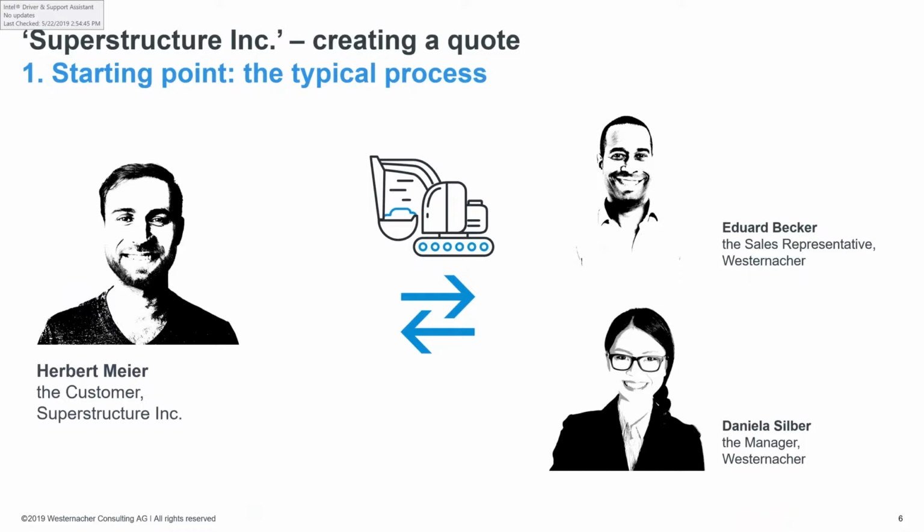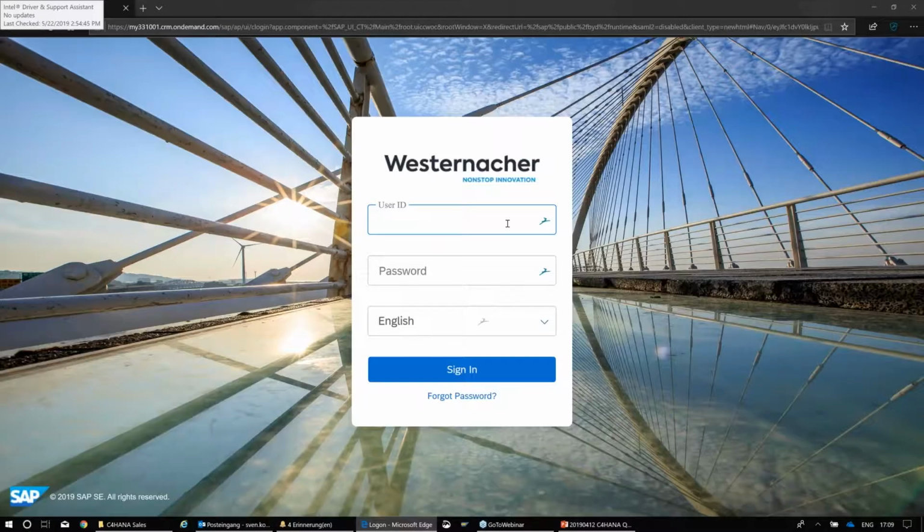To fulfill the Westernacher internal audit requirements, Daniela Silber, the global account manager for the Superstructure Incorporation, has to approve each quotation version before it is sent out to the customer. Eventually, Mr. Meyer decides for one of the quotation versions and seals the deal. To give you more insight about the process, we will log on now to our demo system.